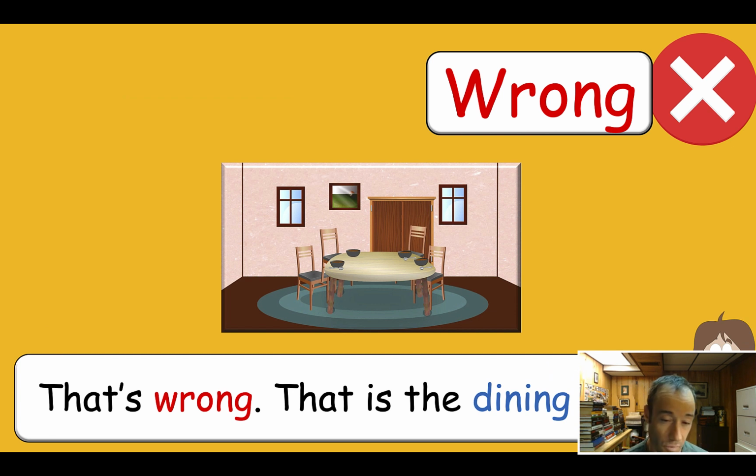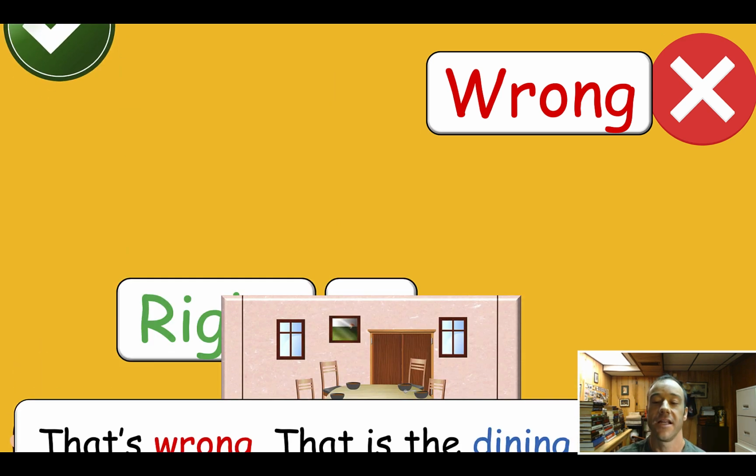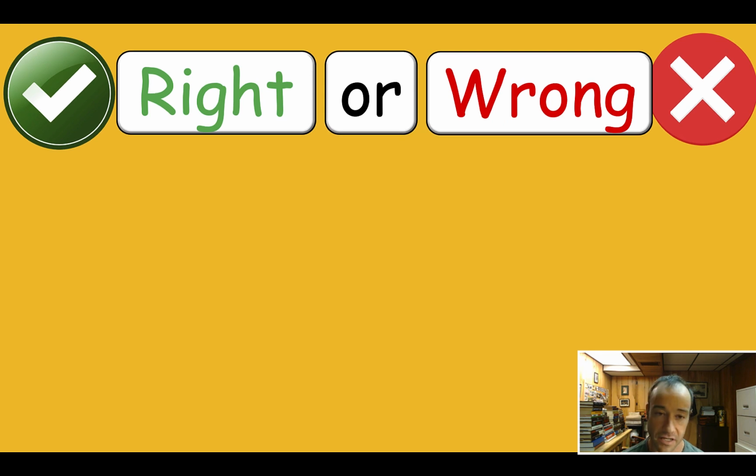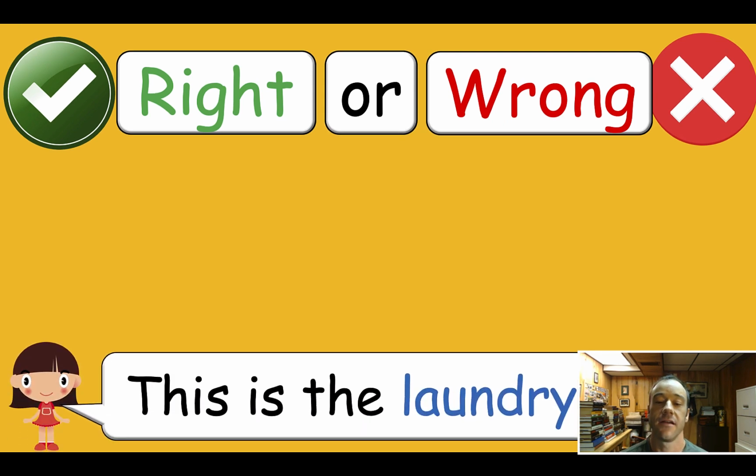Or you can even add more. That is wrong. That is the dining room, not the living room, or wherever. Okay, and rinse and repeat. Again, this could be a writing game, or it could just be they stand at their seats and play, but they're learning extra words here. Right, wrong. This is the laundry room.